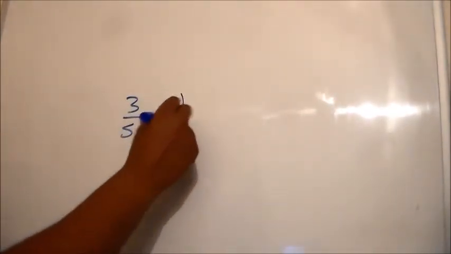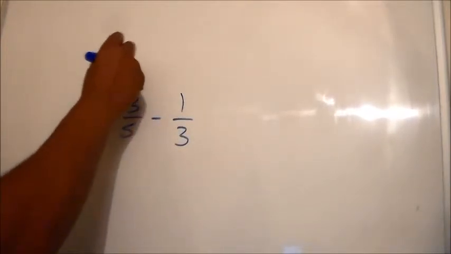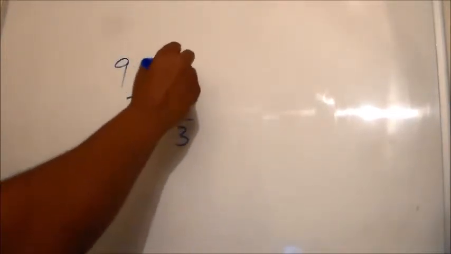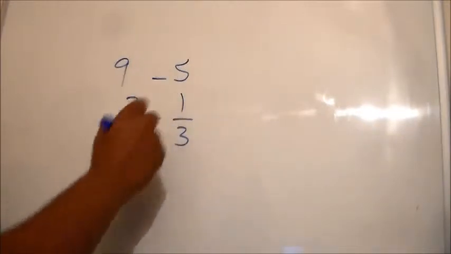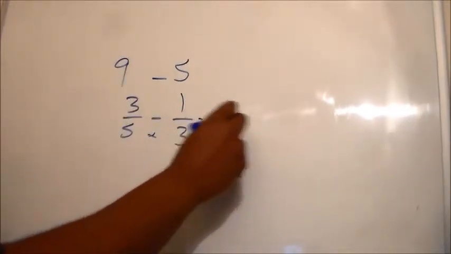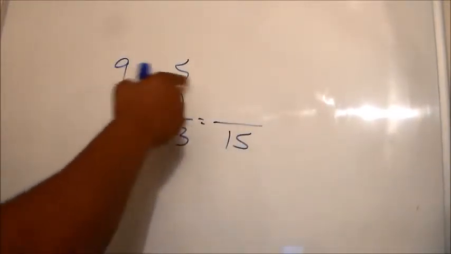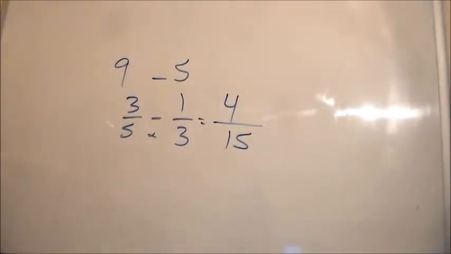3/5 minus 1/3. 3 times 3, 9. 5 times 1, 5. Keeping the minus symbol. Multiplying the denominators. 15, 9 minus 5 is 4. 4/15 is the final answer.